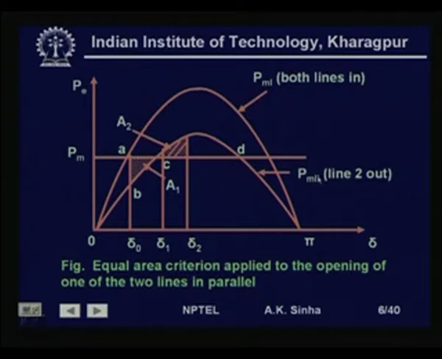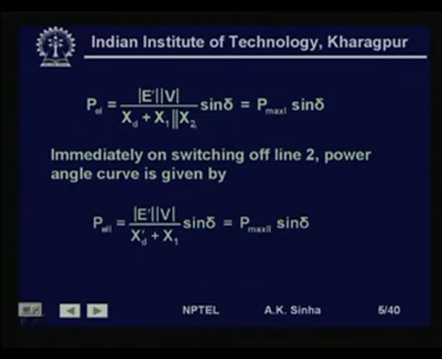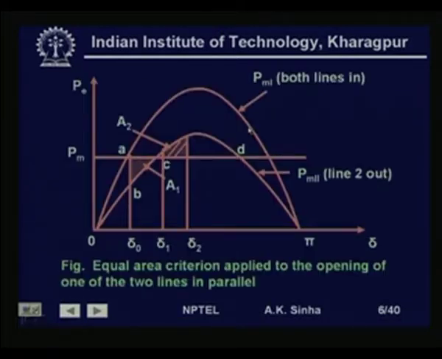Now, P max 2 is going to be smaller than P max 1, because in the first case we have x d dash plus x 1 and x 2 in parallel, which is smaller than x 1 or x 2, and here we have x d dash plus x 1. In fact, here we should have x d dash, not x d. So when both the lines are on, the maximum power that can be transmitted will be much more. We have this characteristics here, whereas in the other case we have this characteristics.